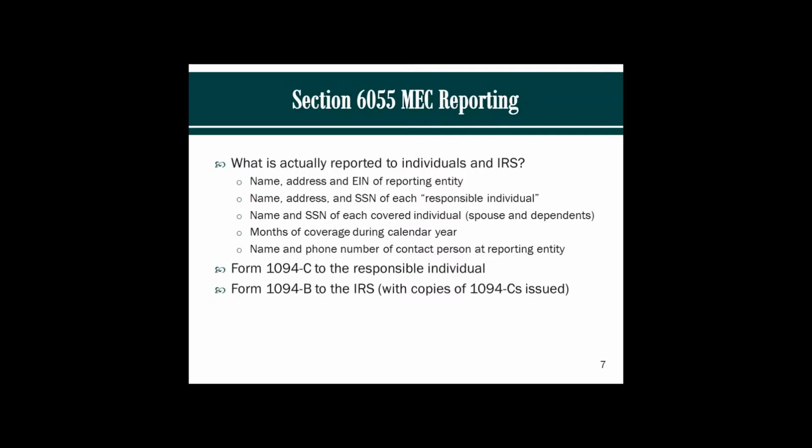First of all, it's going to be the name, address, EIN, and general information of what's called the reporting entity. Remember, if you're fully insured, the carrier would be reporting, and they're the reporting entity. And then you also have to include the name, address, and Social Security number of each responsible individual. Generally, the responsible individual is the employee.